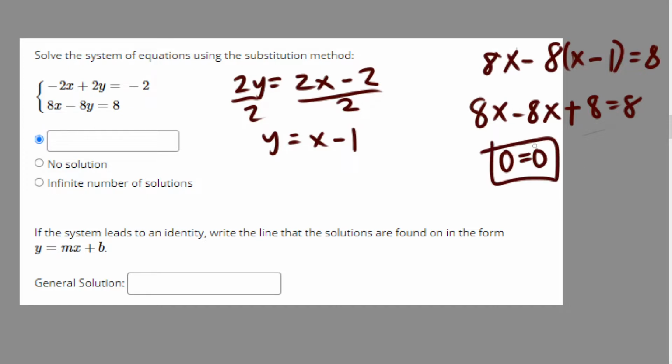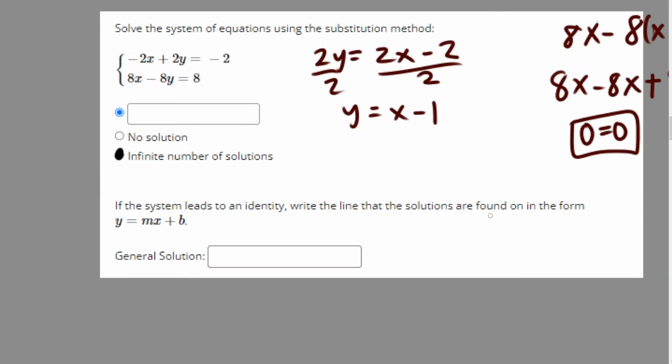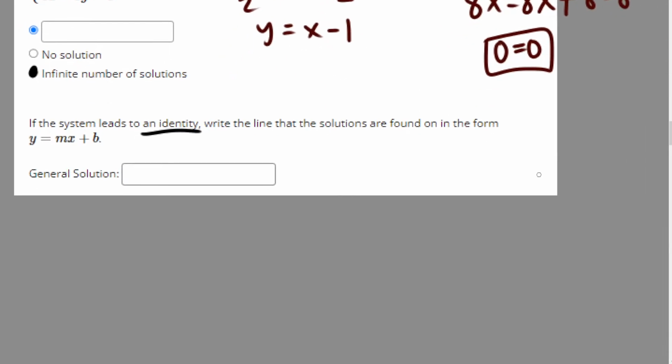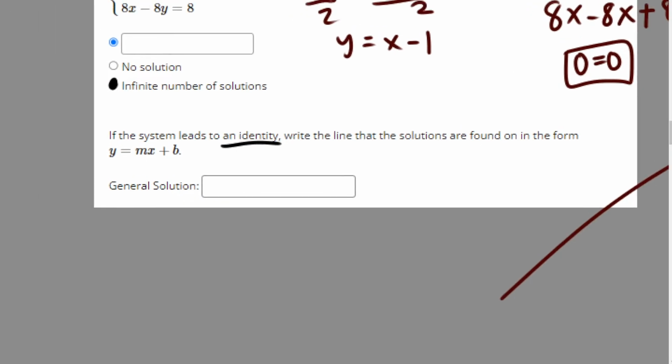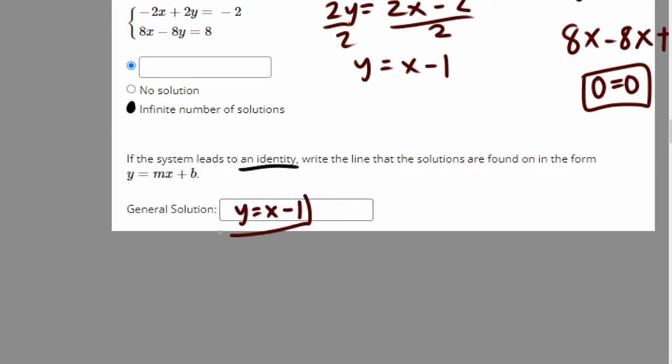Now, when you get a 0 equals 0, that's really interesting. That means that there's infinitely many solutions. And so we'll circle that in, infinite number of solutions. And that means it leads to an identity. And what that is, basically, is we want to write the equation of the line, because if you remember, an infinite number of solutions means that it's the same line on top of each other. So we want to write what that line is. And it's as simple as this. y equals x minus 1. That's our general solution.